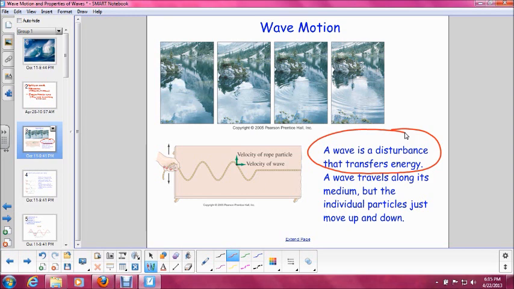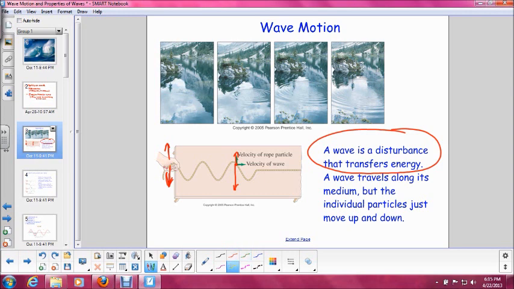So if I have a rope and I move my hand up and down while holding onto the rope, it is going to make a kind of sine wave pattern. It will move up and down. Now, the energy in this wave is going to move through the rope as the wave moves along. But the individual particles in this rope aren't going to move side to side at all. They just move up and down. Same thing happens in water.